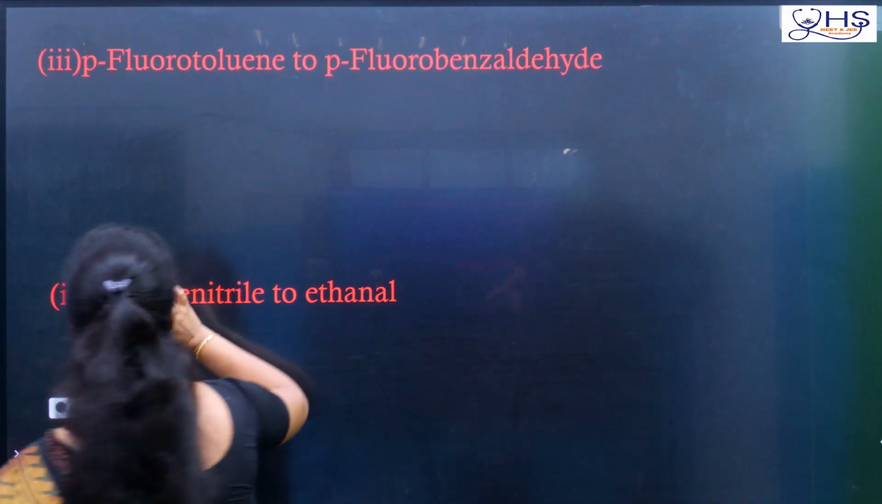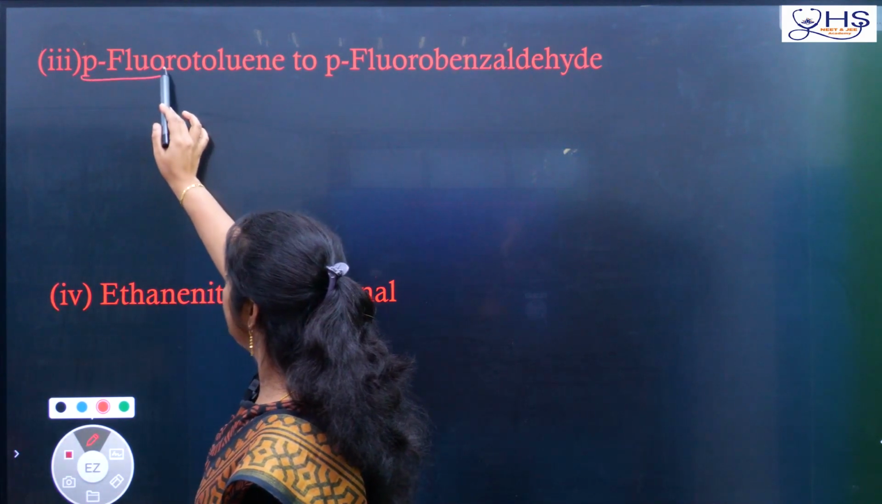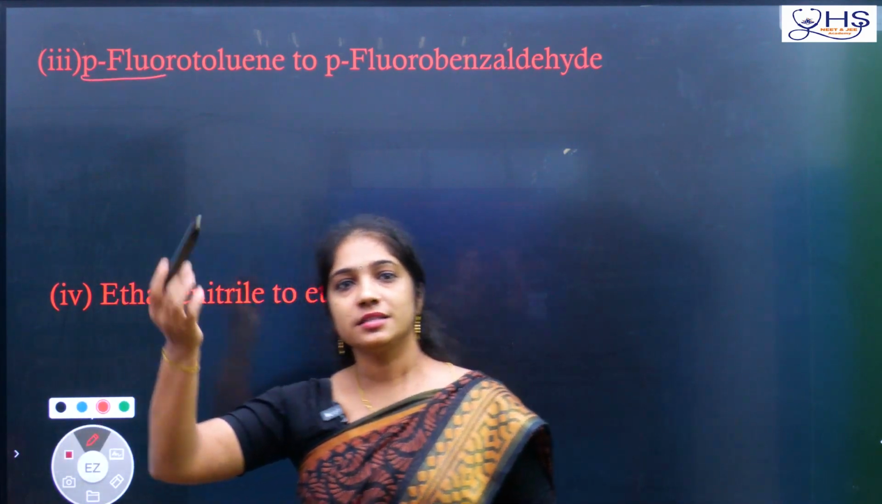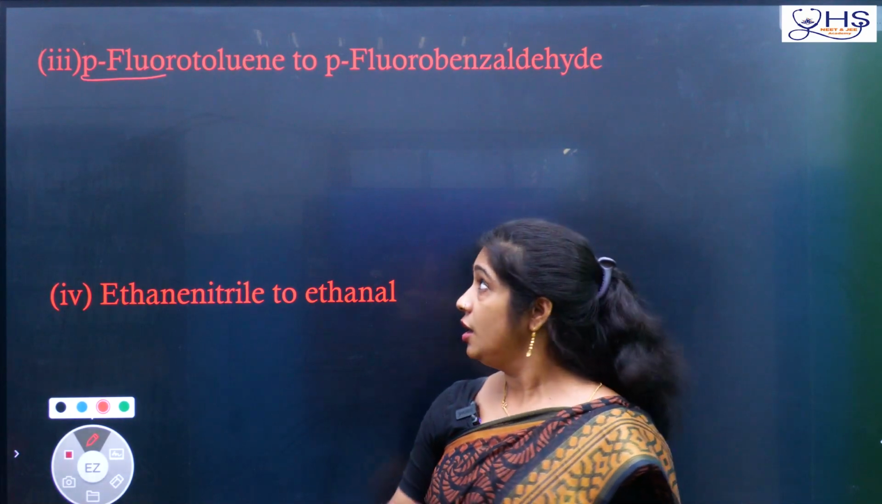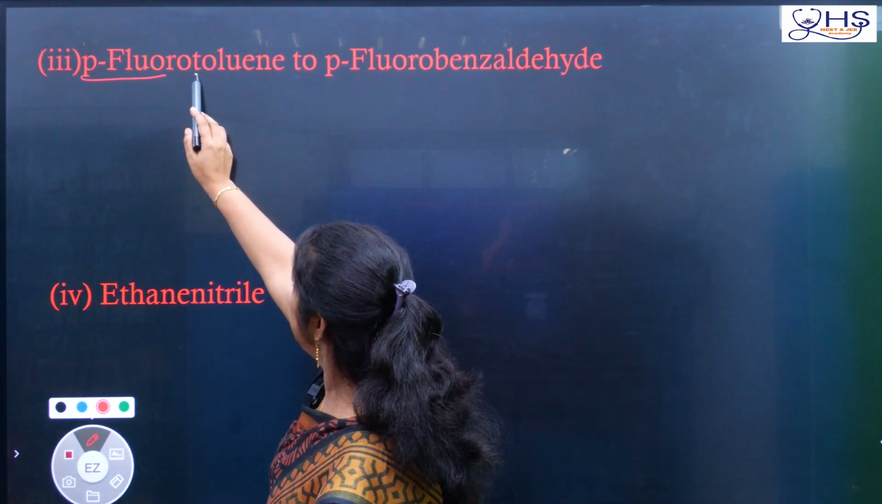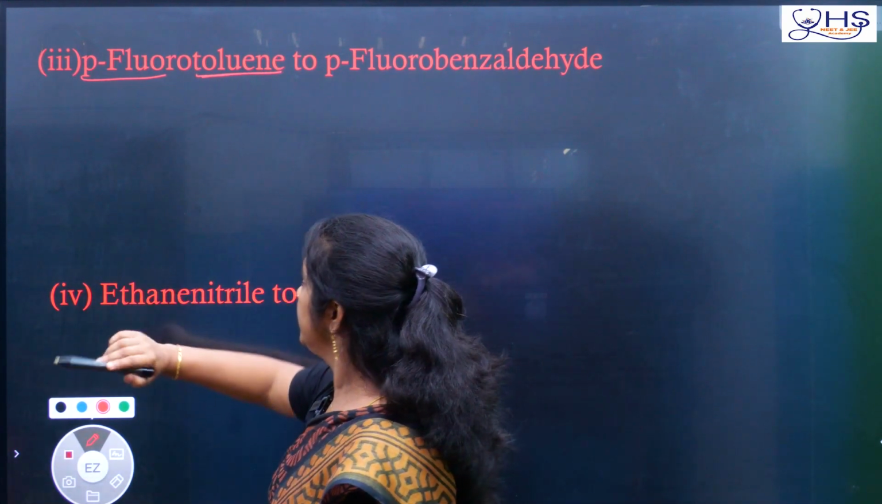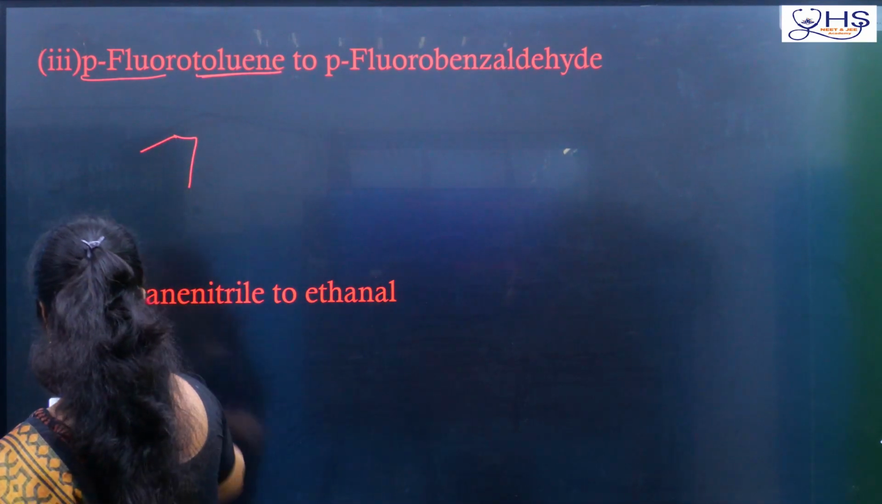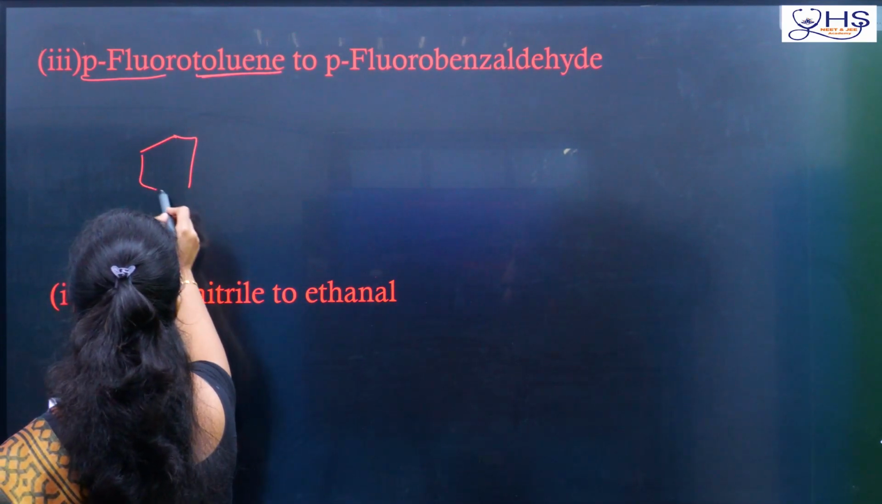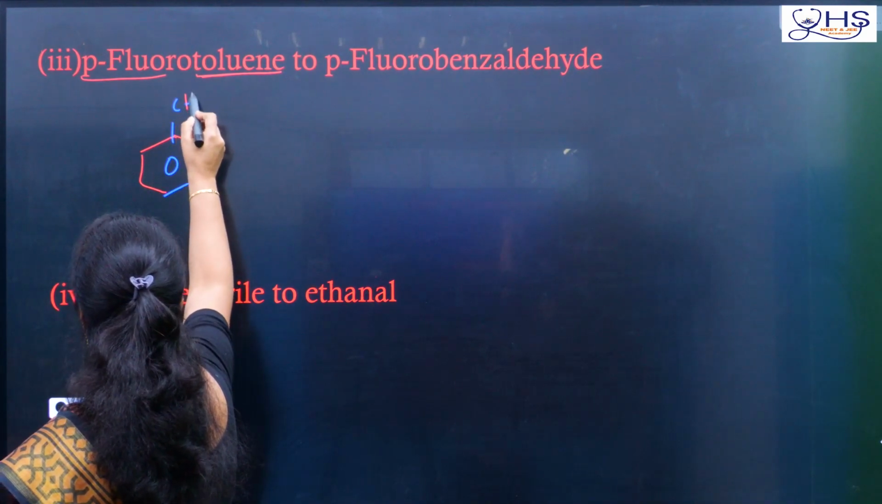Parafluorotoluene. When you have this parafluoro substituent, as I told you in the last lecture, always write substituents later. First you have to focus on the parent compound, that is toluene over here. So what is toluene? The toluene structure is a benzene ring and CH3. This is our toluene.